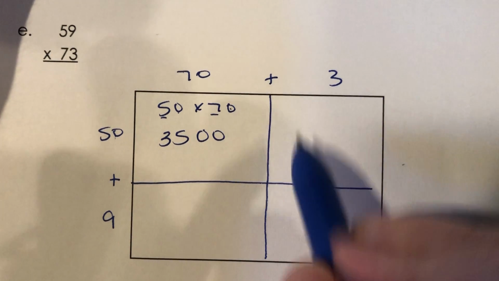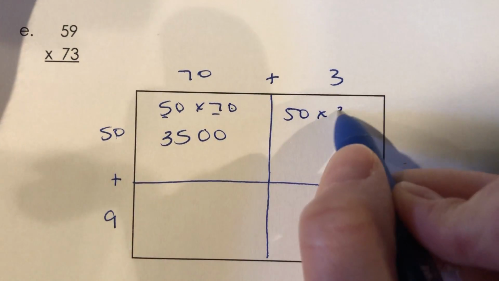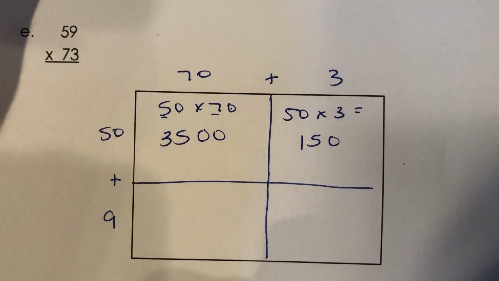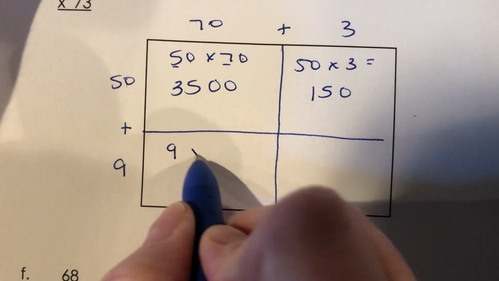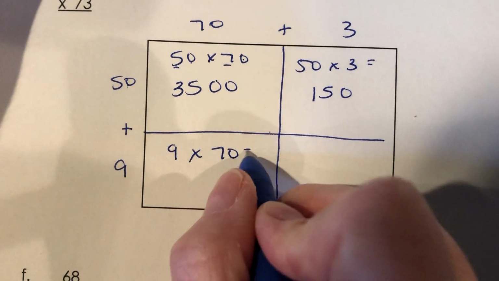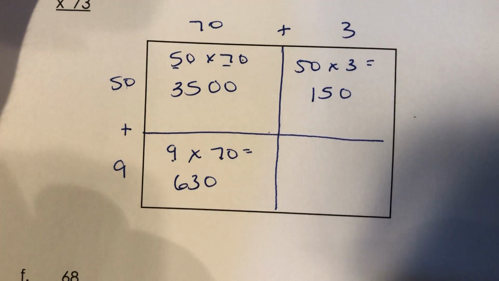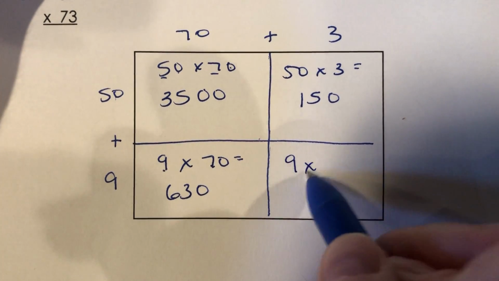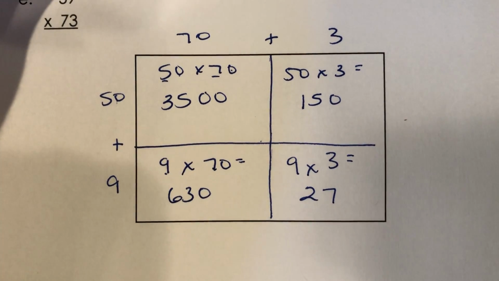The area of this rectangle, this side matches this, so that's 50, and across the top we have 3. And 5 times 3 is 15, and I put my 0. This rectangle here, this side is 9, and across the top, you can follow right up to that, it's 70. And 9 times 7 is 63, and there's my 0. And this last little piece, if this is 9, so is that. And if this is 3, so is that. So 9 times 3, 27.